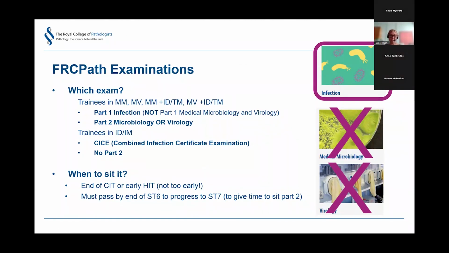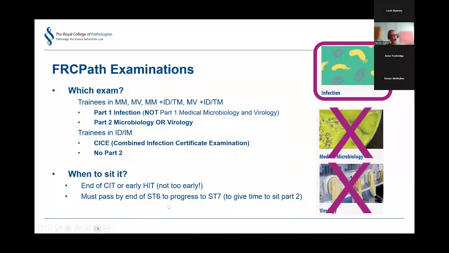don't try and sit it too early. There are questions that relate to the laboratory side of training and also clinical ID. So you do want to have done a significant proportion of your CIT training. Some of you will have had a lot of experience before, and we leave that up to individuals and their educational supervisors, but that's just a general rule.